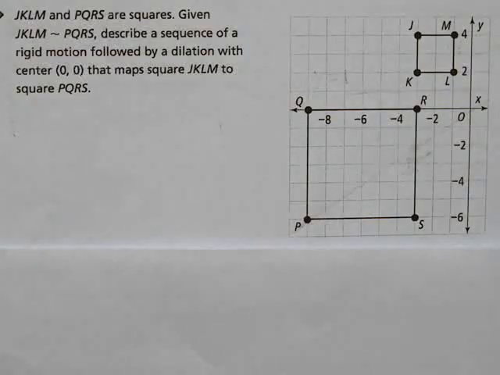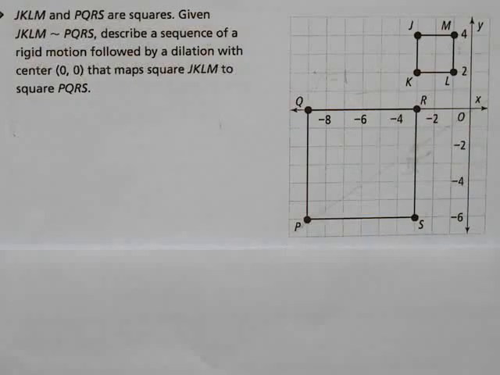In this problem, we're told that JKLM and PQRS are squares, and we're given that JKLM is similar to PQRS. We're asked to describe a sequence of a rigid motion followed by a dilation with the center 0, 0 that maps JKLM to square PQRS. All right, what does this all mean?